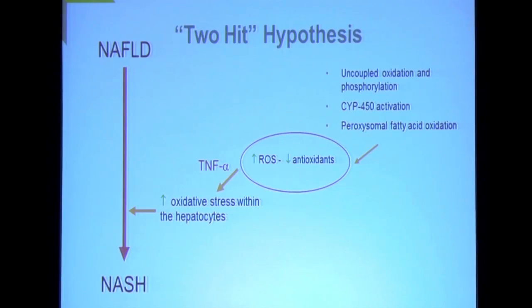This is the two-hit hypothesis, with the most acceptable one stating that there is an imbalance between oxidants and antioxidants. There are increased reactive oxygen species with diminished antioxidants, and this is due to uncoupled oxidation and phosphorylation, cytochrome P450 activation, and also peroxisomal fatty acid oxidation. So this imbalance, in the presence of TNF-alpha and the other cytokines that I mentioned before, is going to increase oxidative stress within the hepatocytes. This, in the presence of fat, is going to trigger what we call non-alcoholic steatohepatitis.